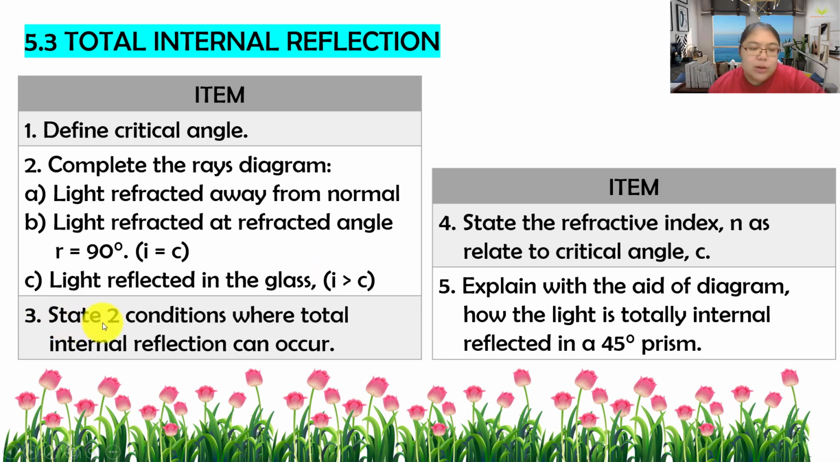Number 3, you need to state the two conditions where total internal refraction can occur. Number 4, you need to state the refractive index as related to the critical angle. Last one, you need to explain with the aid of a diagram how light is totally internally refracted at 45 degrees in the prism. Okay, let's see one by one.